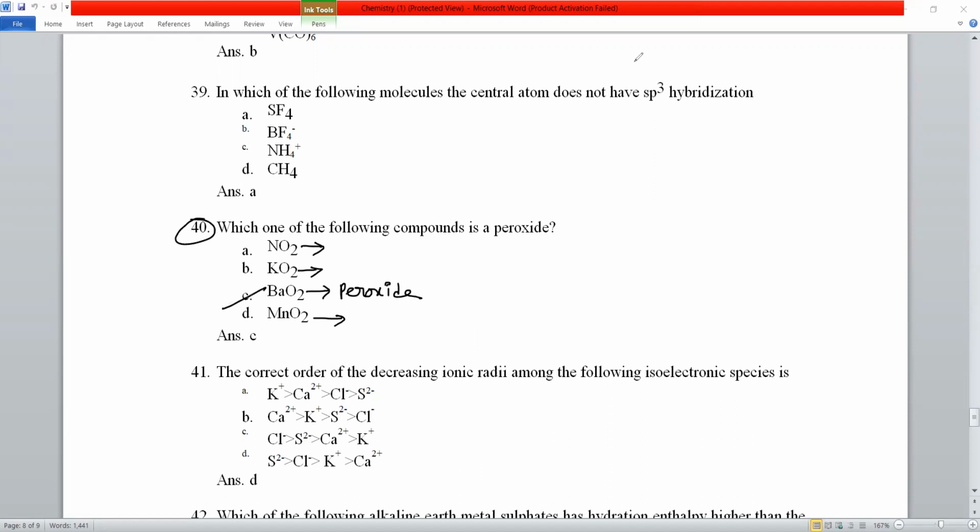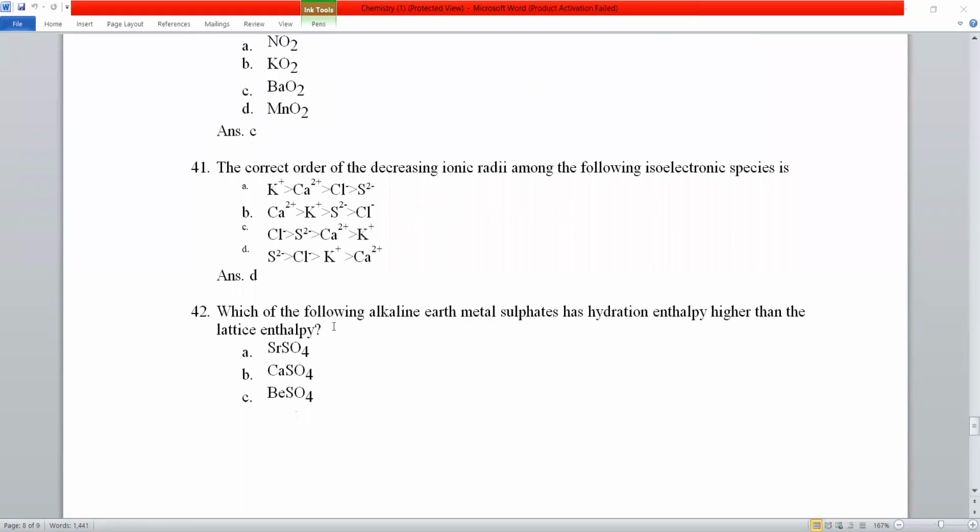That question only, students. That is next, 41. The correct order of decreasing ionic radii for the following isoelectronic series. In an isoelectronic series, as positive charge increases, size decreases; as negative charge increases, size increases. Which will have the more negative charge? Check here: S-2, Cl minus, K plus, Ca plus. So answer D. Negative charge is directly proportional to the size. Positive charge is inversely proportional to the size. For isoelectronic series only, students.